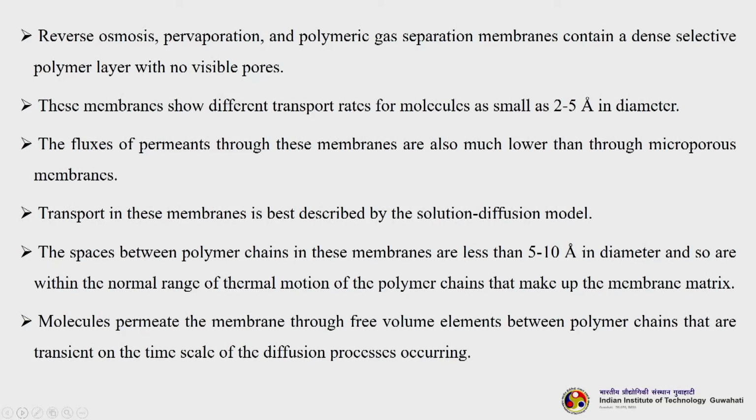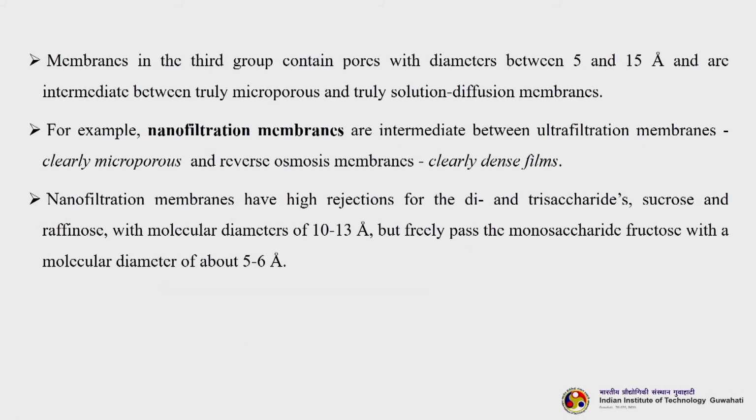The spaces between polymer chains in these membranes are less than 5 to 10 angstrom in diameter, and so are within the normal range of the thermal motion of the polymer chain that makes up the membrane matrix. Actually, very small molecules can permeate through these non-porous membranes. The molecules permeate the membrane through free volume elements between polymer chains that are transient on the time scale of the diffusion process that is occurring.